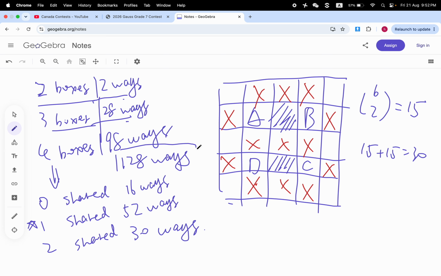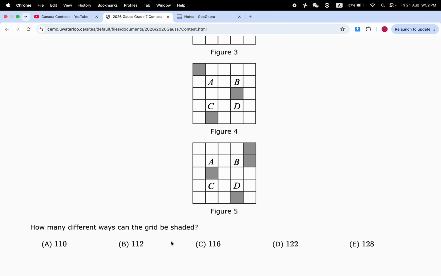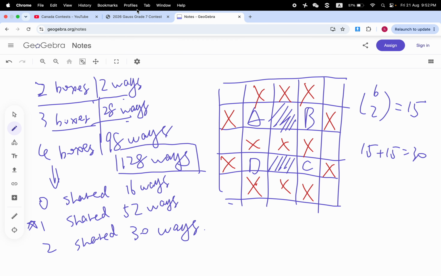Okay, you can choose to use 2 boxes, 3 boxes, or 4 boxes. But there's no way that you use just 1 box. Otherwise, you won't be able to cover everything. So yeah, 128. Do we have this option actually? Oh yeah, the last one, E. So yeah, E should be the answer to this problem.